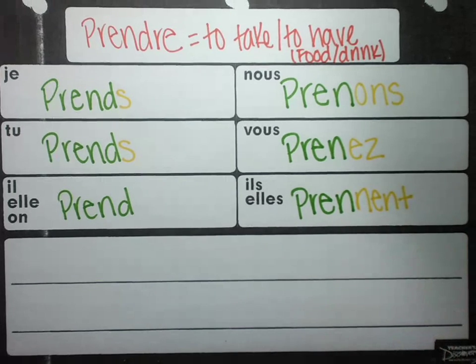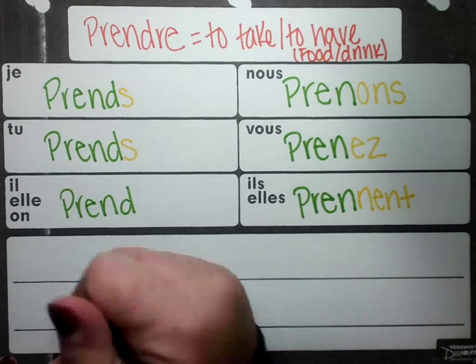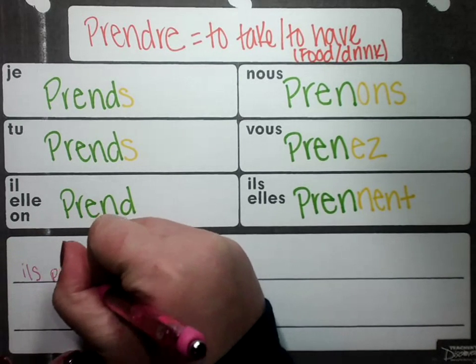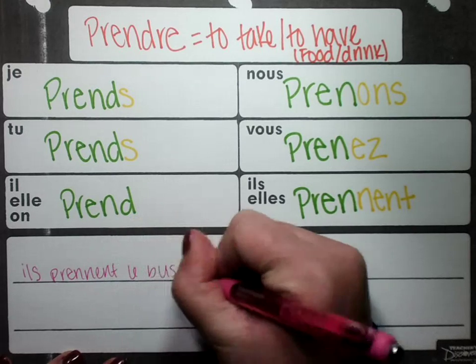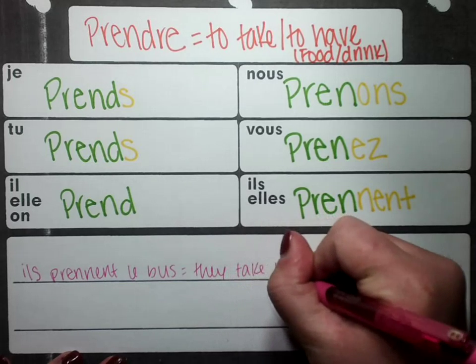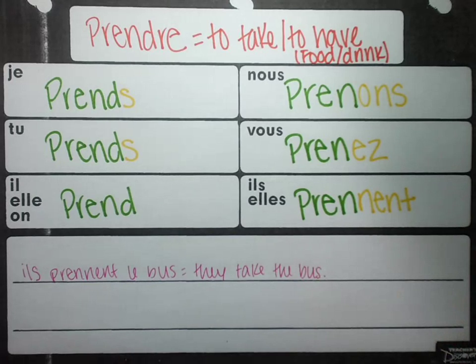All right, so just a couple of reminders. Let's do some examples. Let's use the color pink. Why not? So we can say they take the bus. So let's say that the boys took the bus. So we're going to say ils prennent le bus. They take the bus. Like you guys, all the boys take the bus to the school.